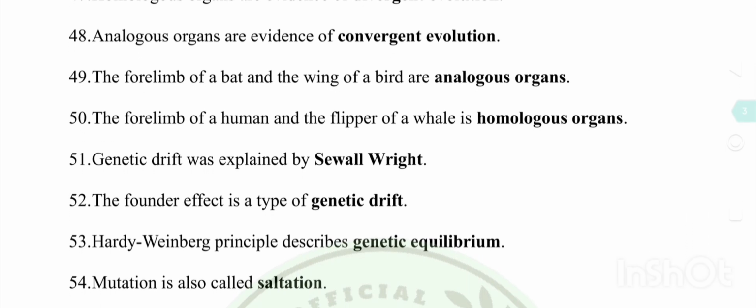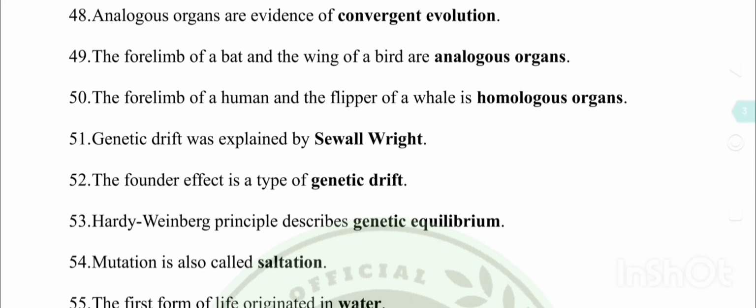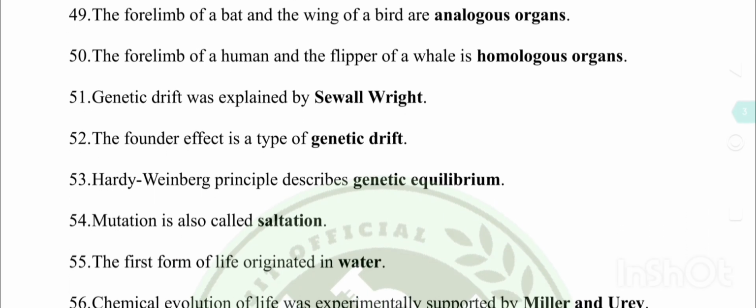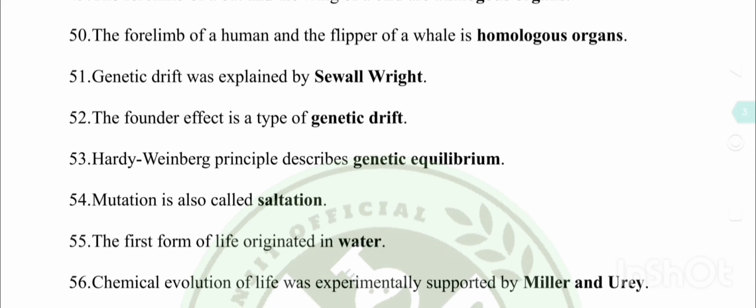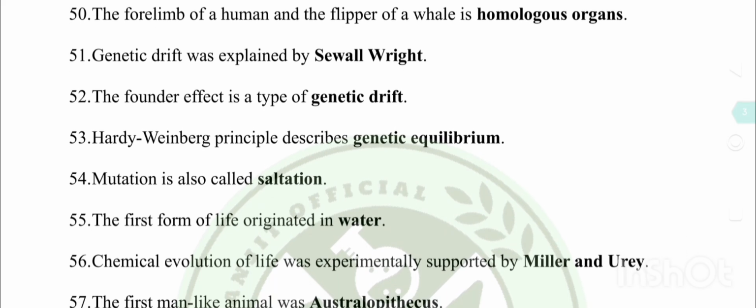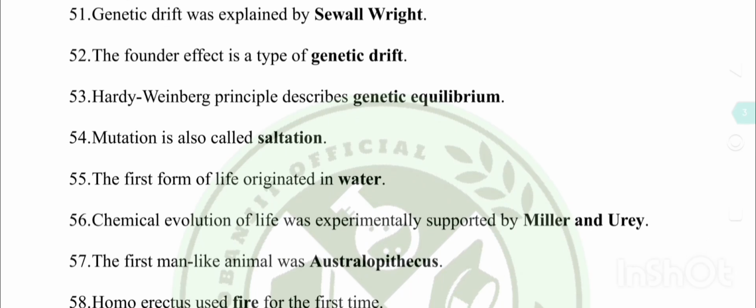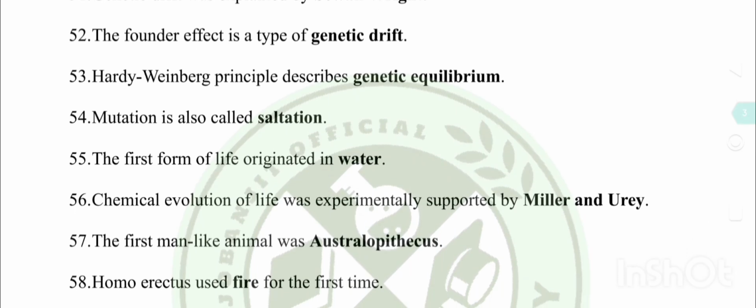51. Genetic drift was explained by Sewall Wright. 52. The founder effect is a type of genetic drift. 53. The Hardy-Weinberg principle describes genetic equilibrium. 54. Mutation is also called saltation. 55. The first form of life originated in water.